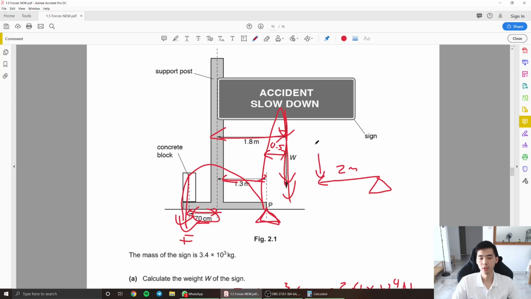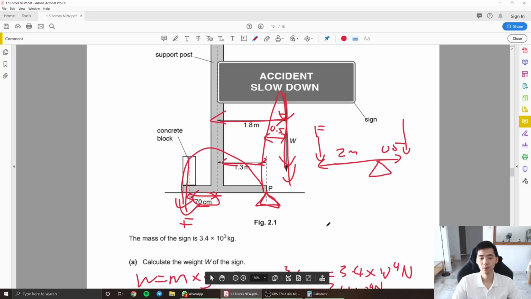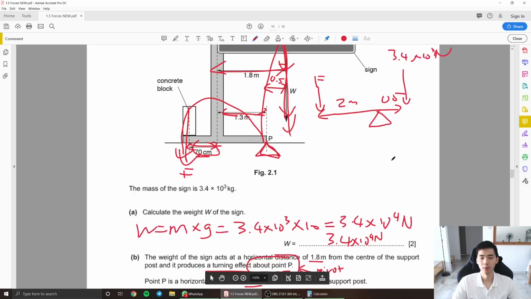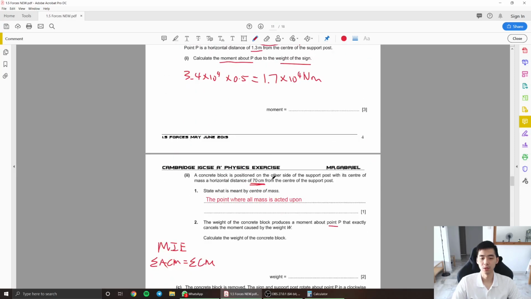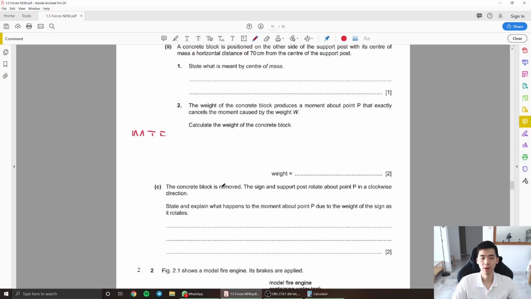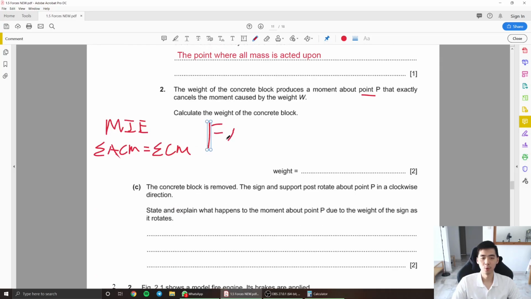So there's one force here. I don't know how much that is, but it will be balanced off by this thing here, which is 0.5 meters away and has a weight of 3.4 times 10 to the power 4 newtons, right? So from here, it's essentially just writing everything down, right? It's going to be F multiplied by 2 is equal to 3.4 times 10 to the power of 4 multiplied by 0.5.